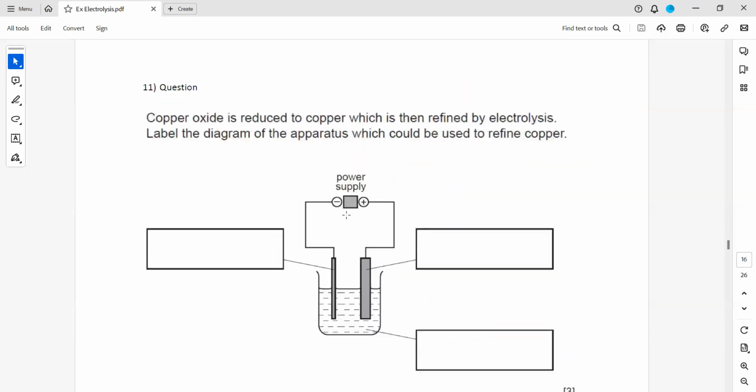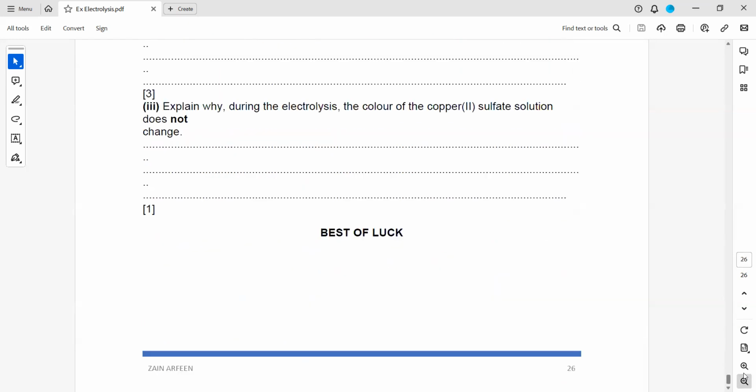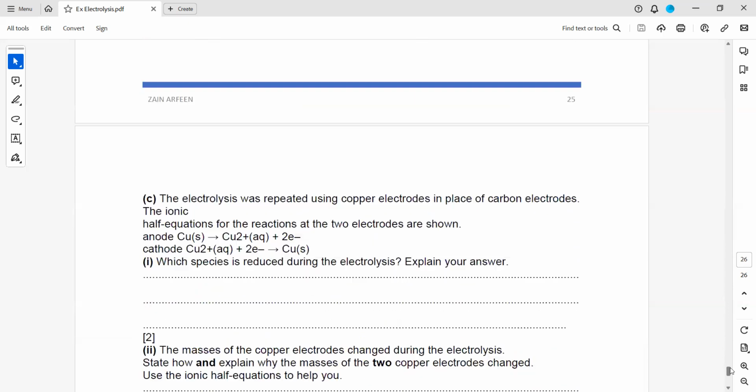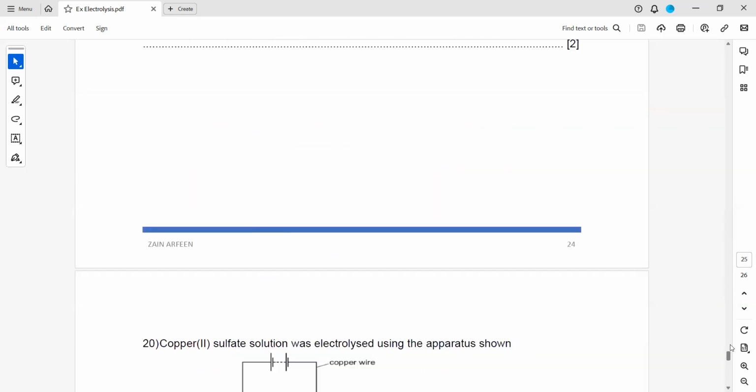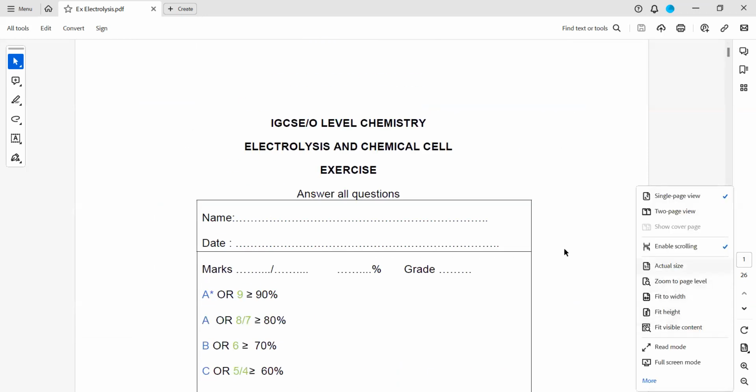So these are the structured questions I did up to question 11. There are about 20 questions, so almost half of the exercise I did with you. And this was about electrolysis.